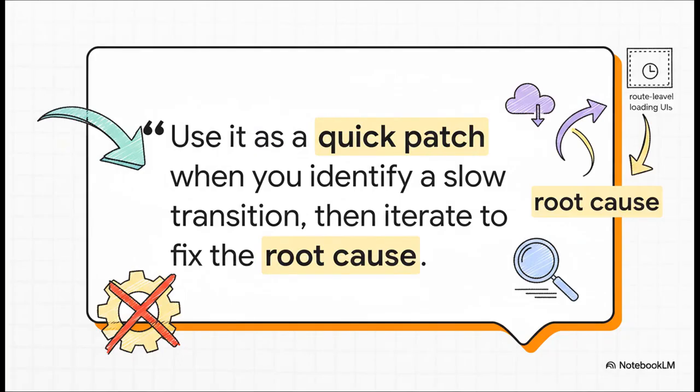This quote right from the documentation says it all. The real goal in Next.js is for your navigations to be so screamingly fast that you don't even need a pending indicator in the first place. The docs pretty much frame useLinkStatus as a quick patch you can slap on when you find a slow transition, but your long-term goal should be to find the root cause of that slowness and fix it with better patterns like prefetching or using those awesome route-level loading UIs.